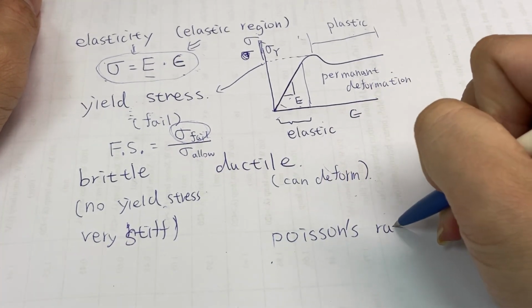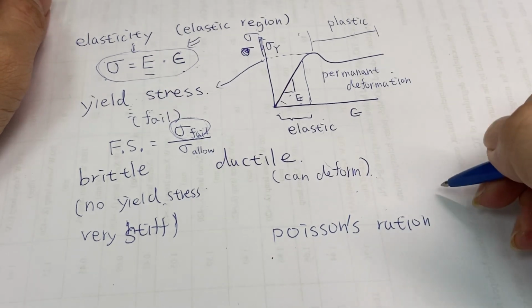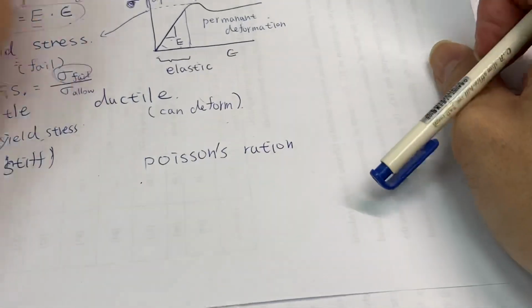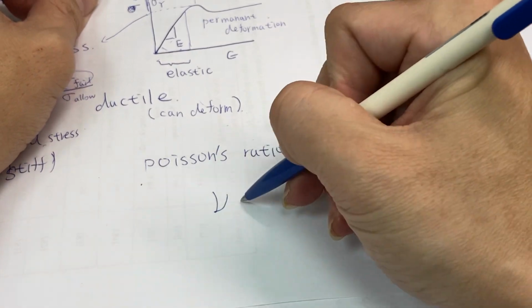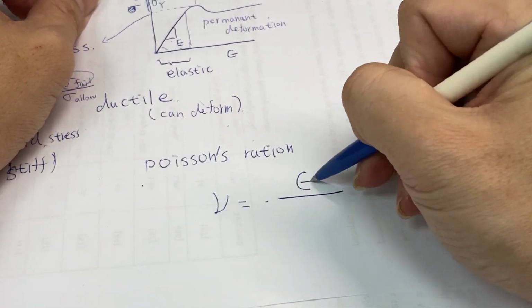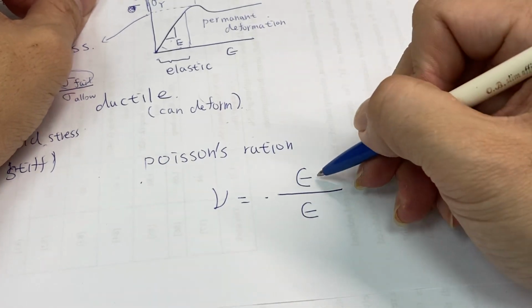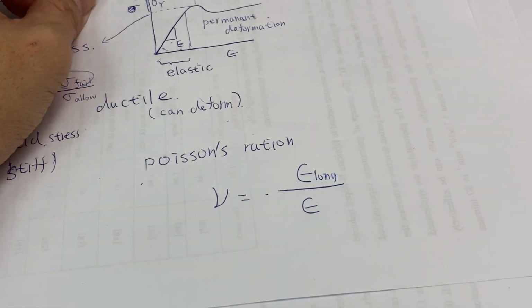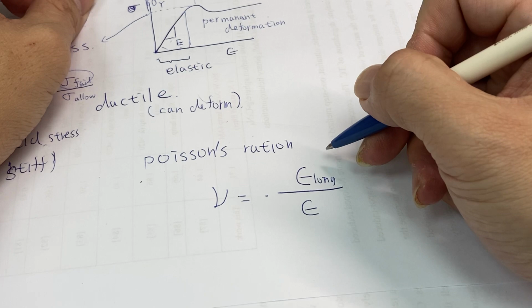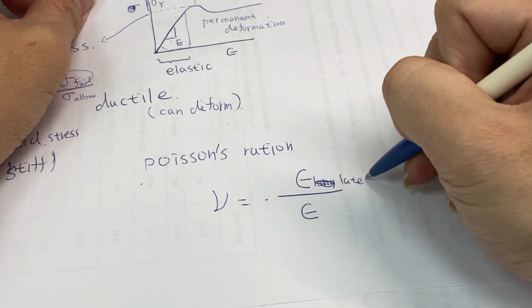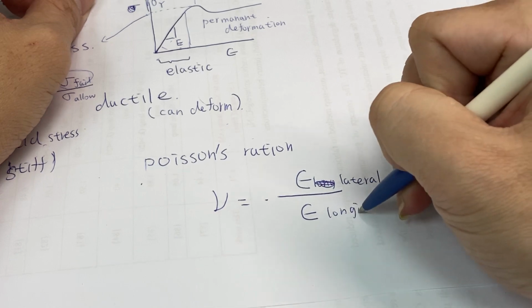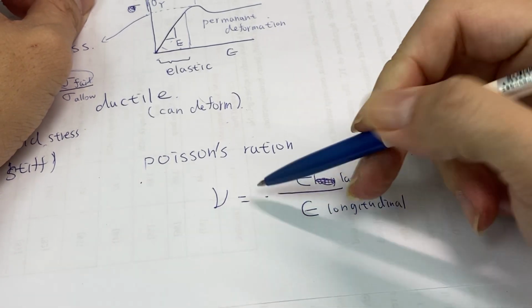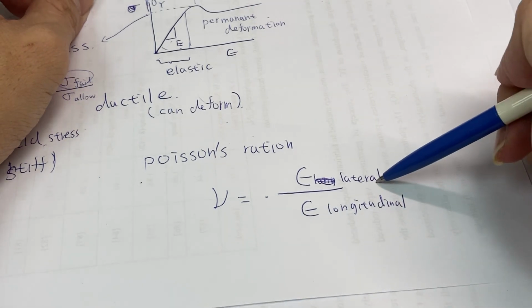Poisson's ratio is actually the deformation between the lateral and the longitudinal. Let me check. Lateral divided by longitudinal. Yeah, it's sometimes very hard to understand these two words.